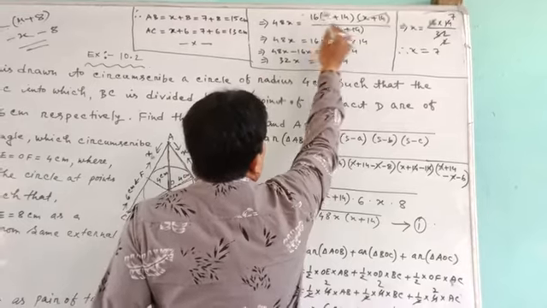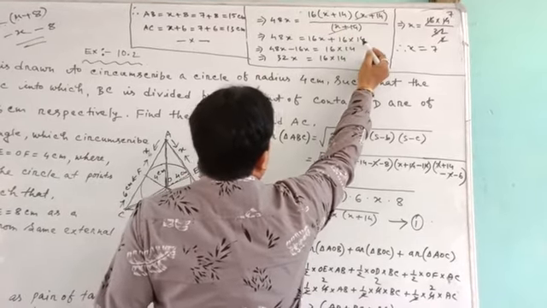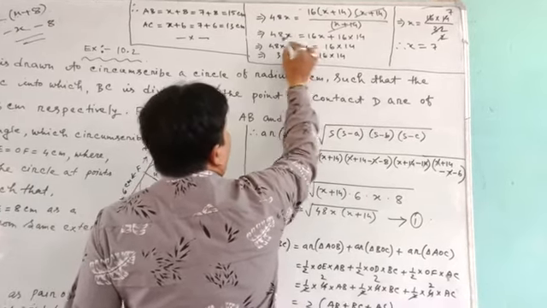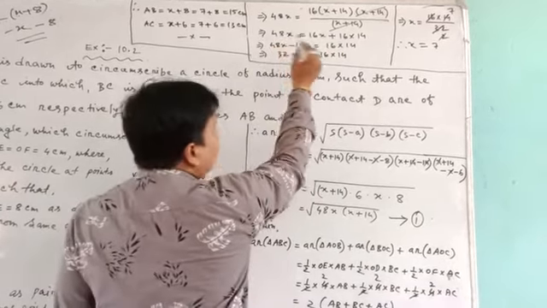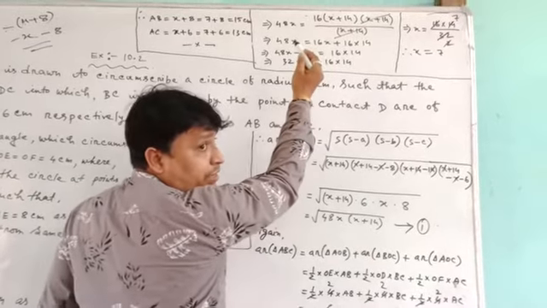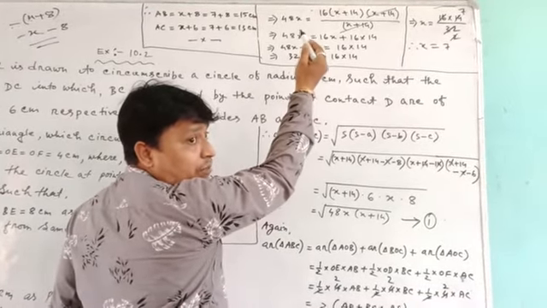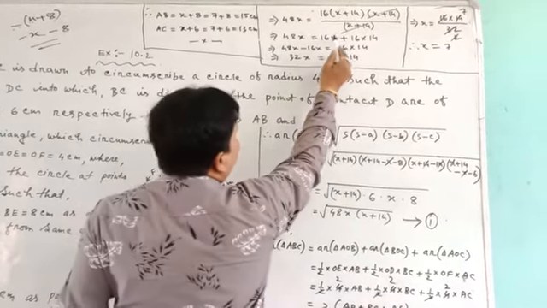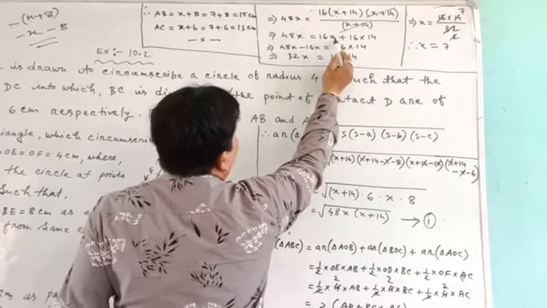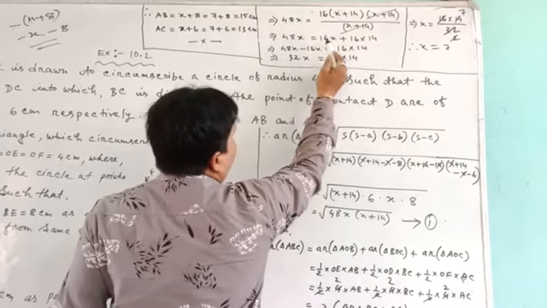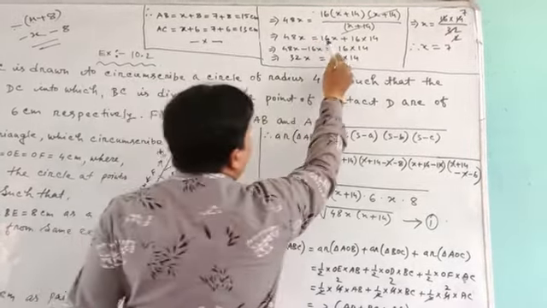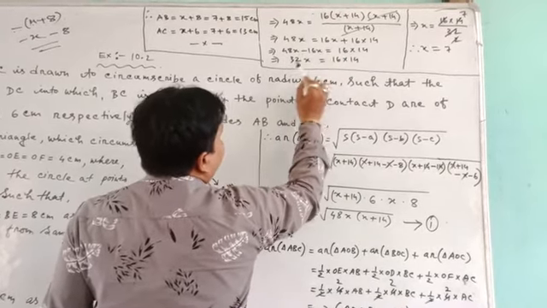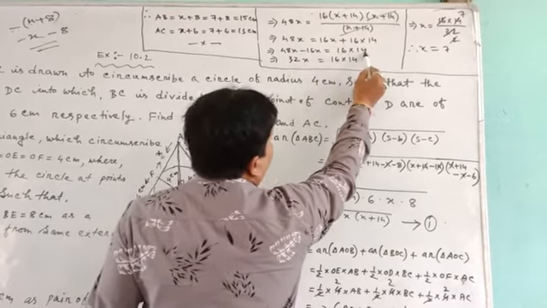16x plus 16 into 14, and then 48x. Now 16x and 48x are like terms, keeping the same sign. Like terms, you know already: same power, same variable. Here the power is 1 and the variable is x. So shifting 16x to the left side, it becomes 48x minus 16x equals 32x, and on the right you get 16 into 14.